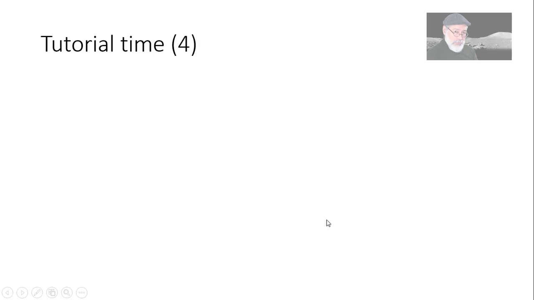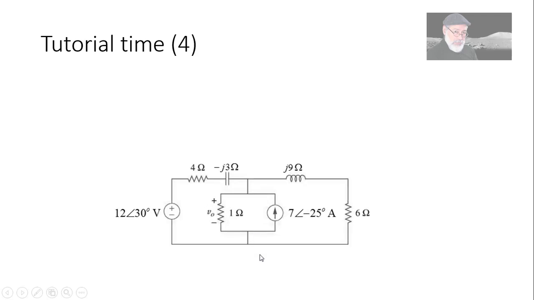Now tutorial time 4 before we move on into more top hat questions. In this circuit that has two sources given by complex numbers 12 with 30 degrees, those are volts, and 7 amps with negative 25 degrees, you see the resistors are given by real numbers 4 ohms, 1 ohm, and 6 ohms, and the inductor by a positive imaginary number j9 ohms, and the capacitor by a negative imaginary number, negative j3 ohms.